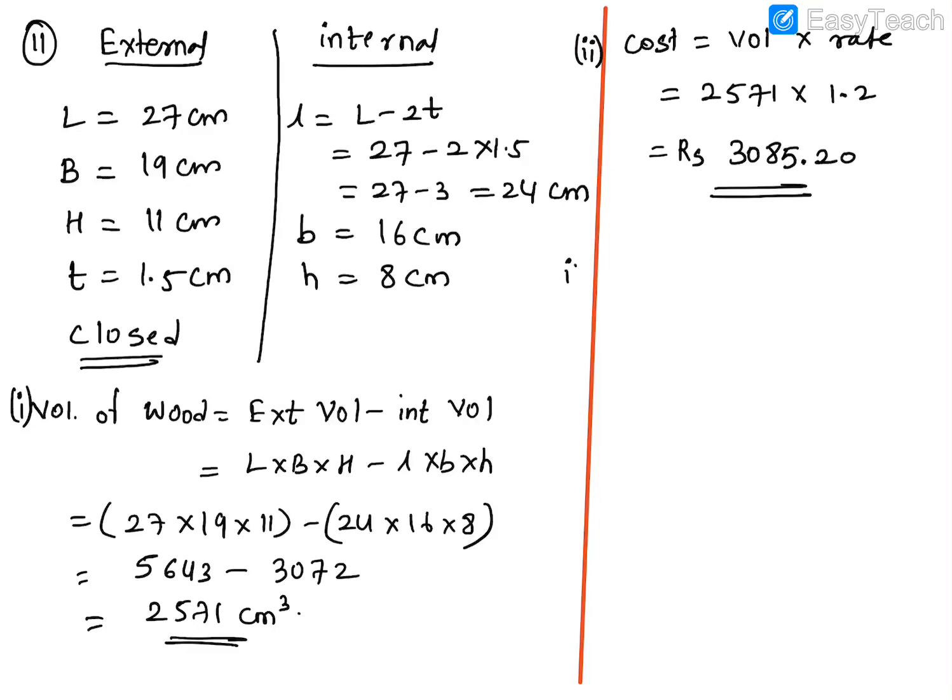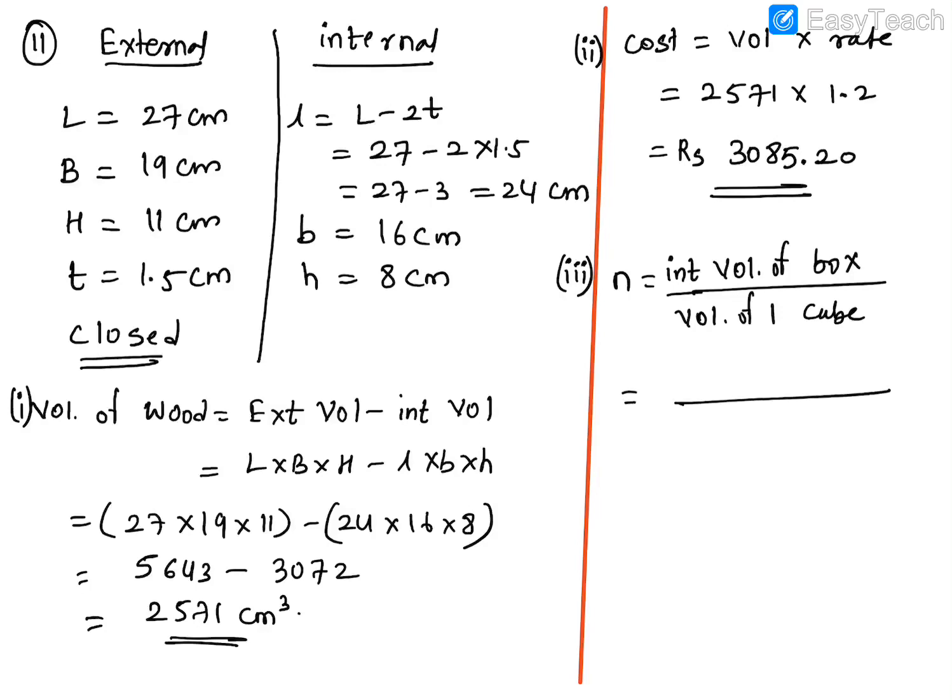Now the third part of the problem. What's the third part? In the third part they are asking what is the number of 4 centimeter cubes that could be placed into the box. So number of cubes which can be placed inside is equal to what? Volume of box divided by, okay, we'll write not just volume, we'll write internal volume of the box divided by volume of 1 cube.